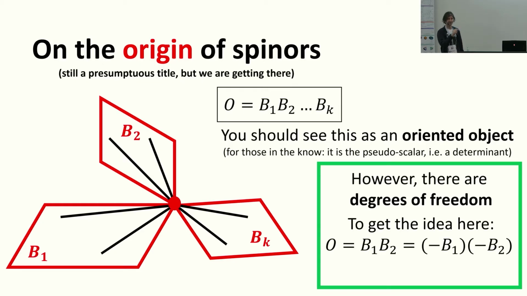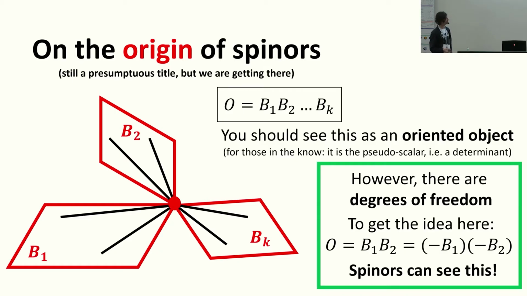However, and this is really the crux of the talk, I think, there are degrees of freedom. For instance, think of 4 dimensions. In 4 dimensions, we have 2 of these planes, B1 and B2. So I can tell you that the origin is B1 times B2. But how about saying that the origin is minus B1 times minus B2? That is literally the same thing, but you cannot see it because minus times minus is plus.